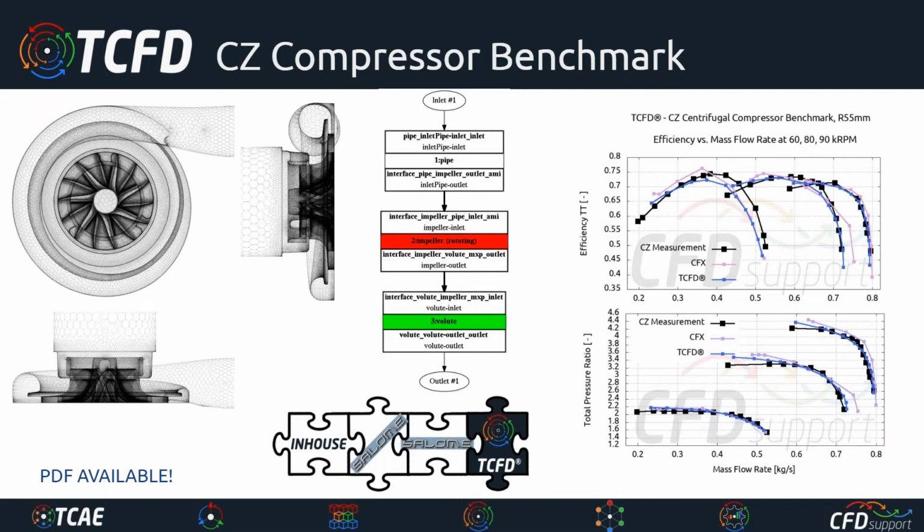The measurement results and also one commercial code's results are available for comparison. We simulated the complete compressor characteristics. There were 3 speed lines at 60, 80, and 90,000 RPM. And again, on the right hand side, you can see the comparison of the results, the efficiency and the pressure ratio. As you can see, the agreement of the results is pretty good. And again, the details of this benchmark are available in the public report in PDF.